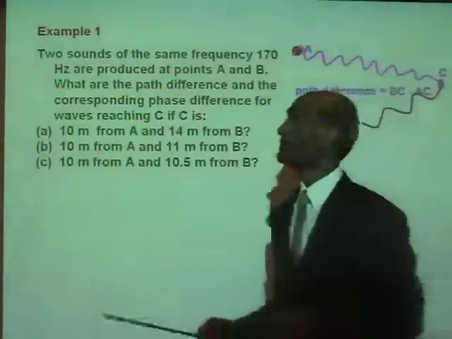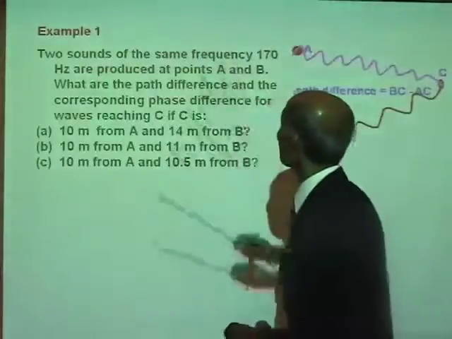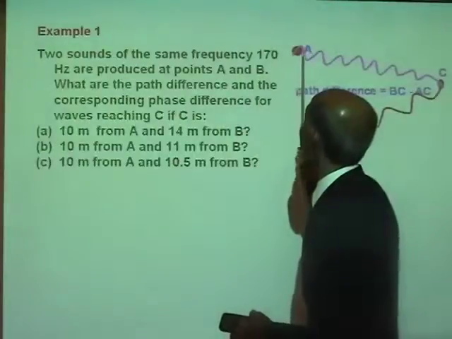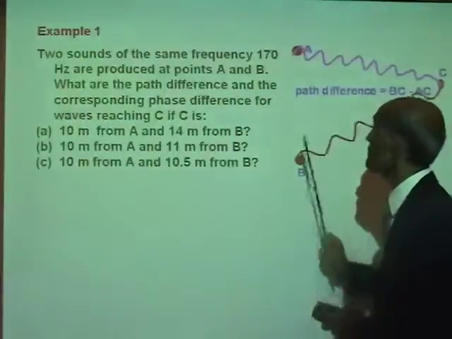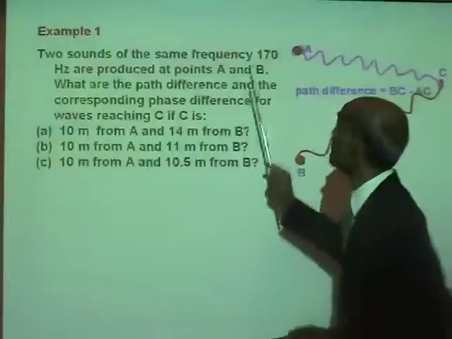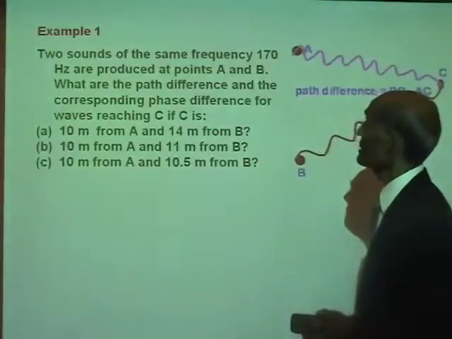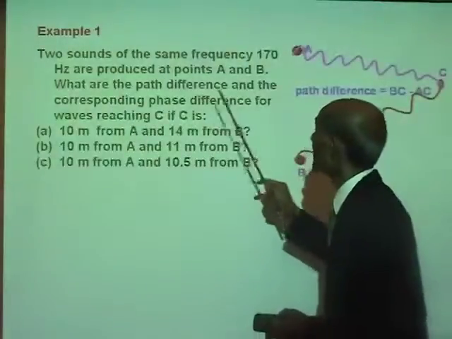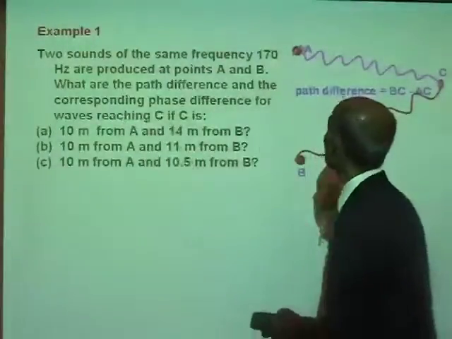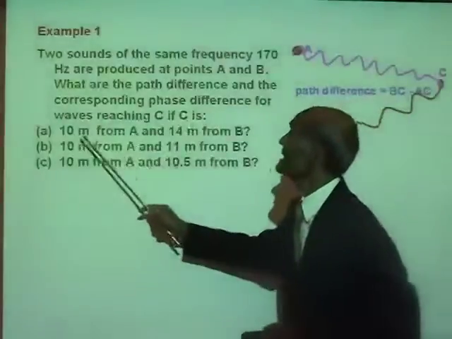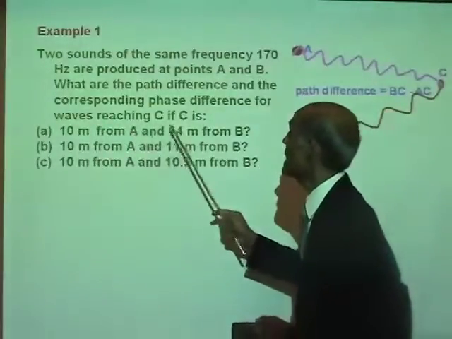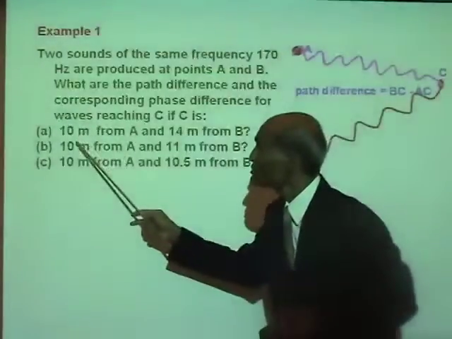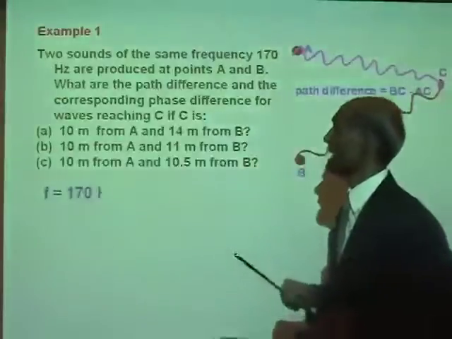Let's do a small problem. Two sounds of the same frequency, 170 Hertz, are produced at points A and B. So the frequencies of the sound produced at points A and B are the same, 170 Hertz. What are the path difference and the corresponding phase difference for waves reaching C if C is 10 meters from A and 14 meters from B? Well, we have 3 situations. Let's take one at a time.